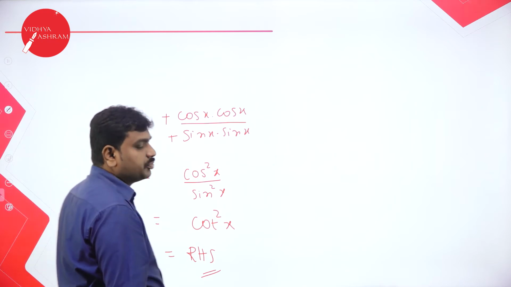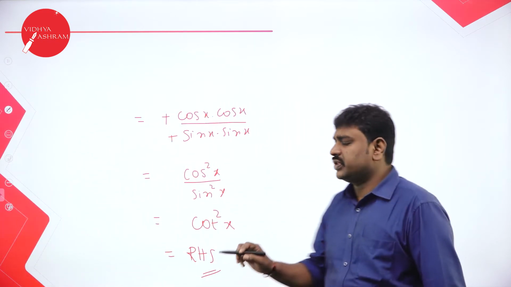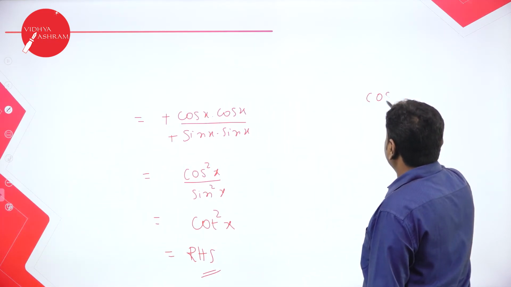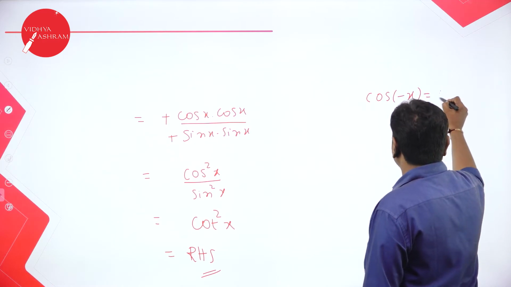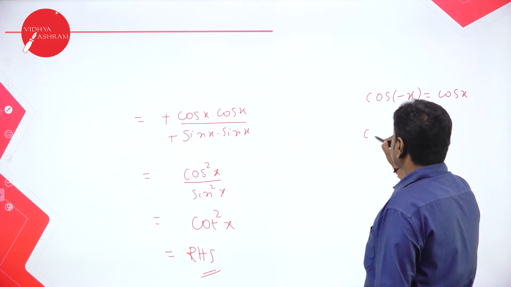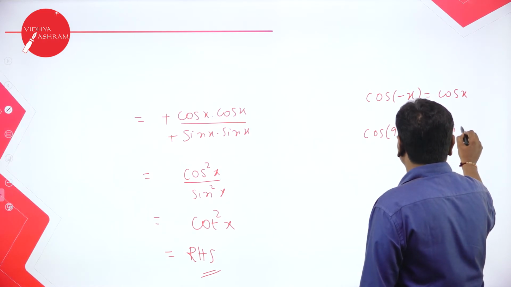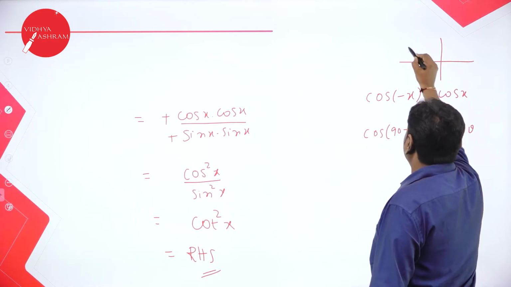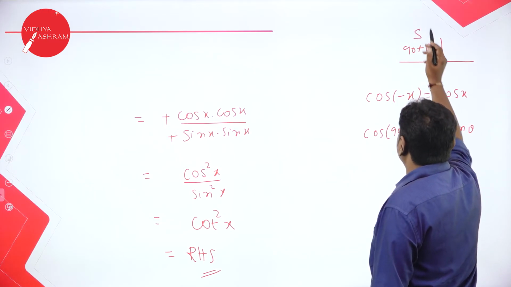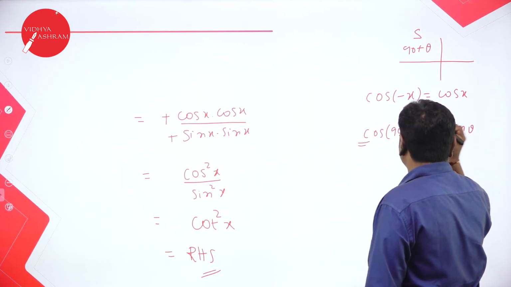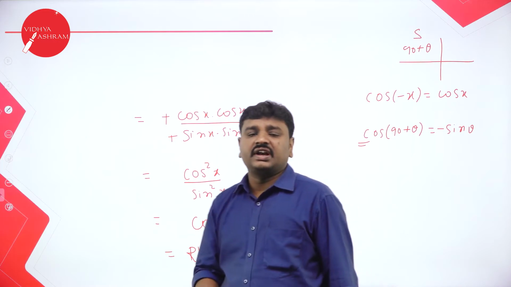But here the important allied angles we used: cos of minus x is positive cos x. And cos of 90 plus theta: the function changes. Cos changes to sin theta. 90 plus theta is in the second quadrant. In the second quadrant the alphabet is S, and your question does not match, so minus sin theta. So these are the allied angles we used.